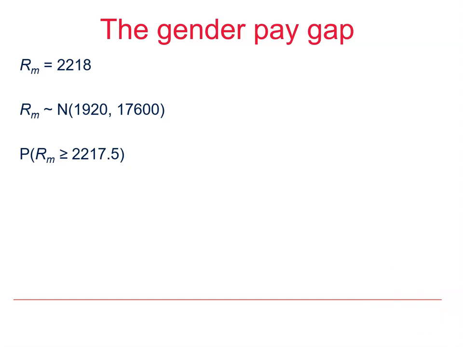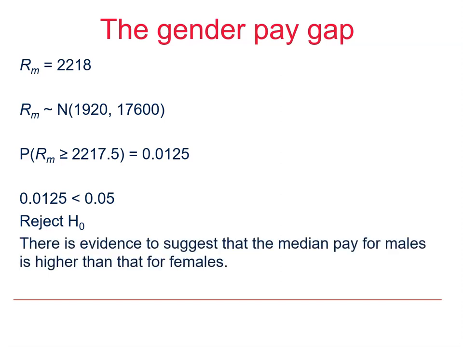OK, the probability of this result, or one more extreme, is 0.0125, which is less than 0.05, our 5% significance level. So we reject the null hypothesis. There is evidence to suggest that the median pay for men is higher than that for women.